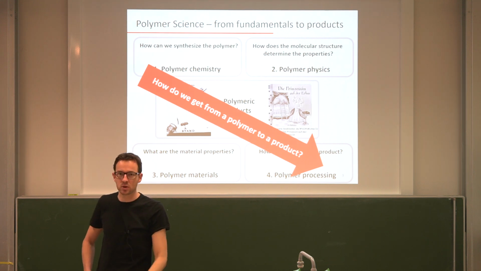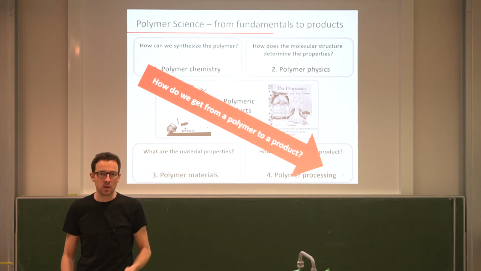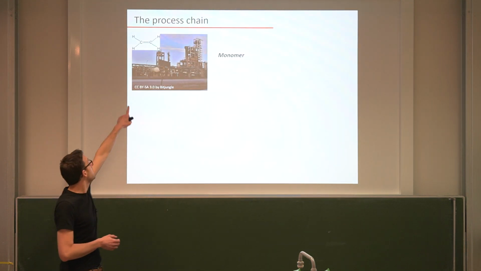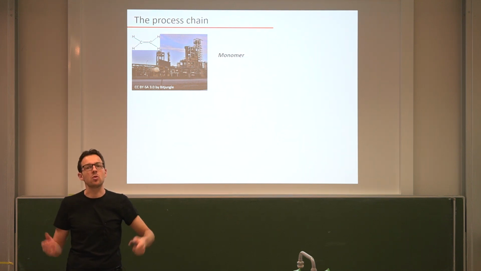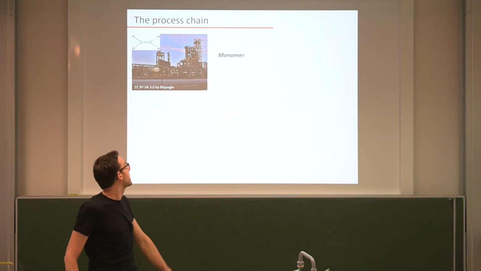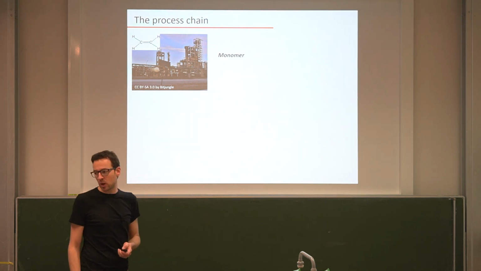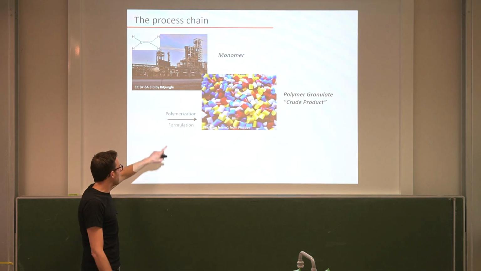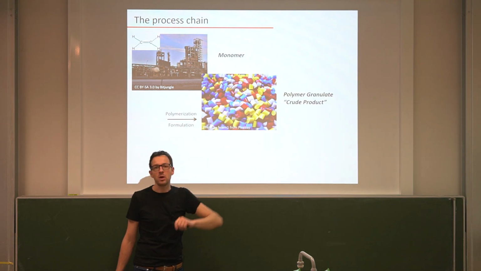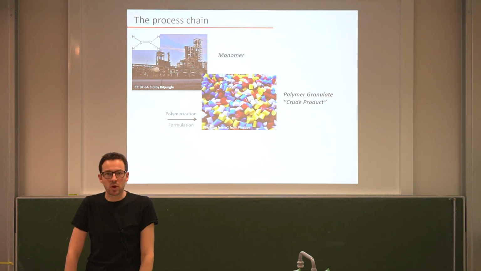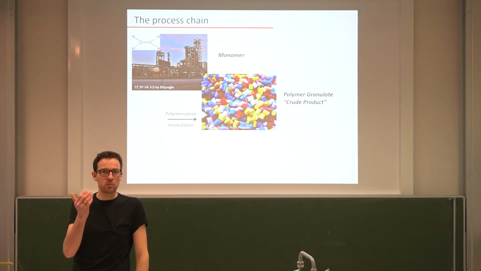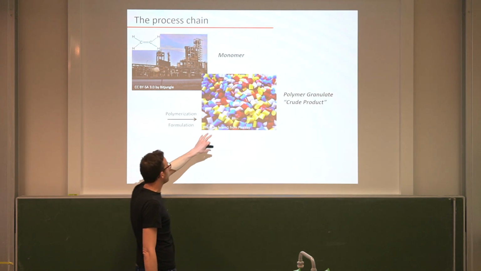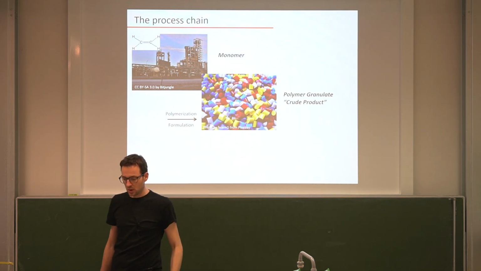So what needs to be done, once we have the polymers, to make them into a product? Simplistically speaking, it's fairly clear. The process chain is: we start with a monomer that can come from renewable sources or from petrochemicals like ethylene. Then we polymerize this, and we learned a lot about polymerization techniques at the very beginning of the course. Then we formulate this to make a crude product, which is typically a polymer granulate. This will typically be done by extrusion, one of the key techniques that we will cover in this week's lecture.